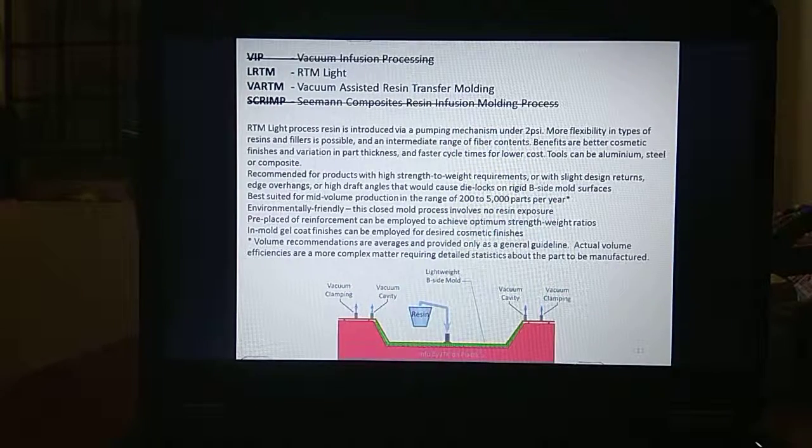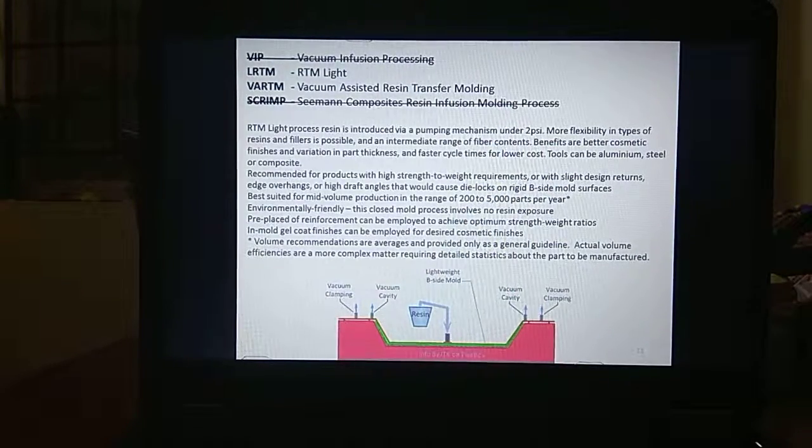Volume recommendations are averages and provide only a general guideline. Actual volume efficiencies are a more complex matter, requiring detailed statistics about the part to be manufactured. So the volume suggestions here are more of a guideline, and there are no hard and fast rules.